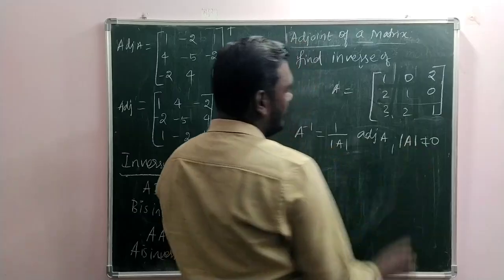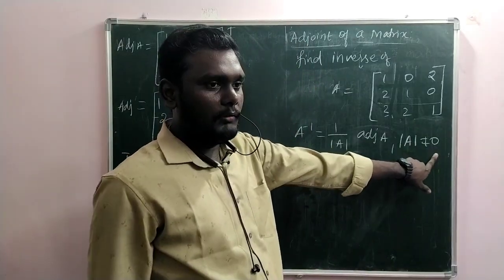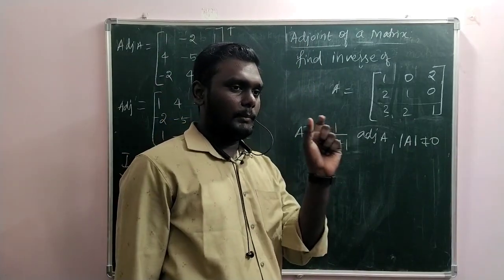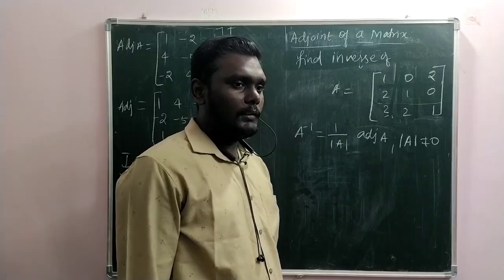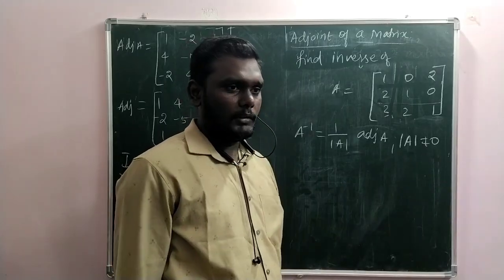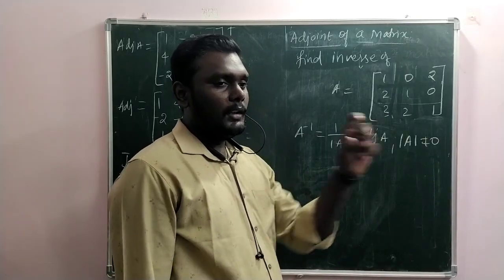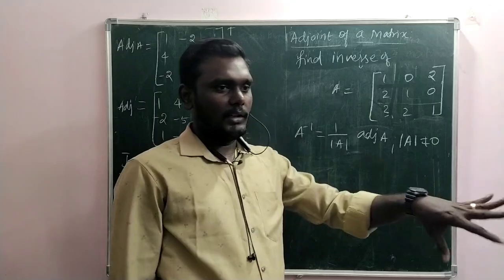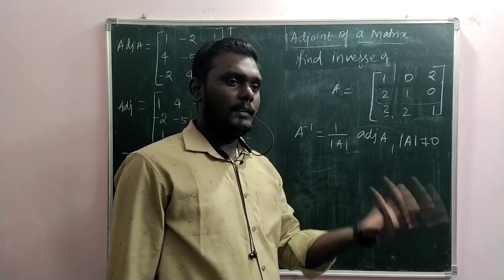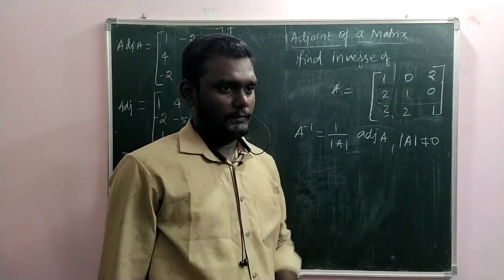We have seen previously when the determinant of A becomes 0. What is that kind of matrix? If determinant of A is equal to 0, it is a singular matrix. So, if a matrix is singular, the inverse does not exist. If it is not singular, the inverse exists.